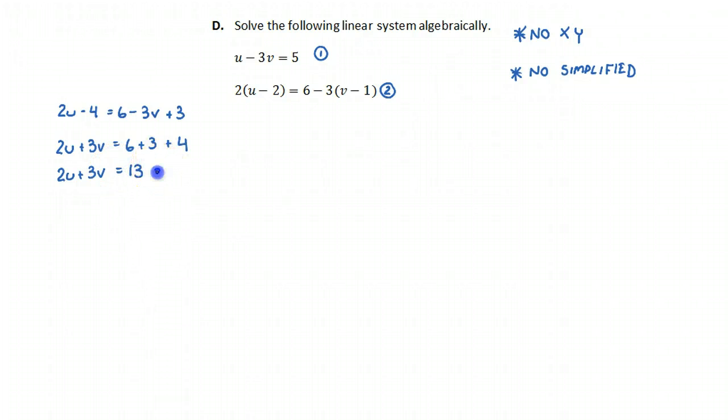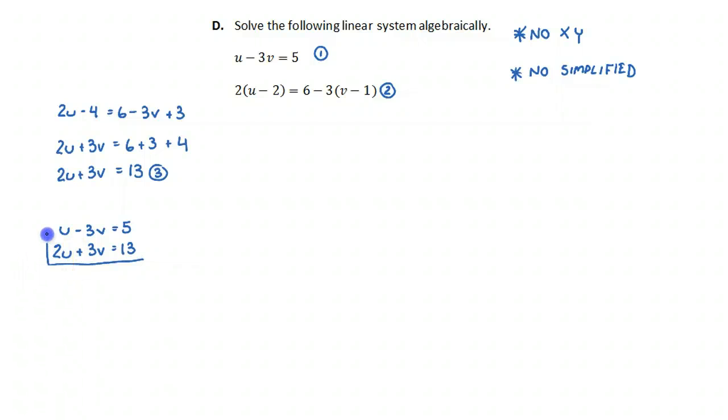And so if we call this equation 3, I can now set these up. So therefore, u minus 3v equals 5, and 2u plus 3v equals 13. And now we have a nice systems of equations that looks pretty standard, and it can be pretty straightforward to solve.